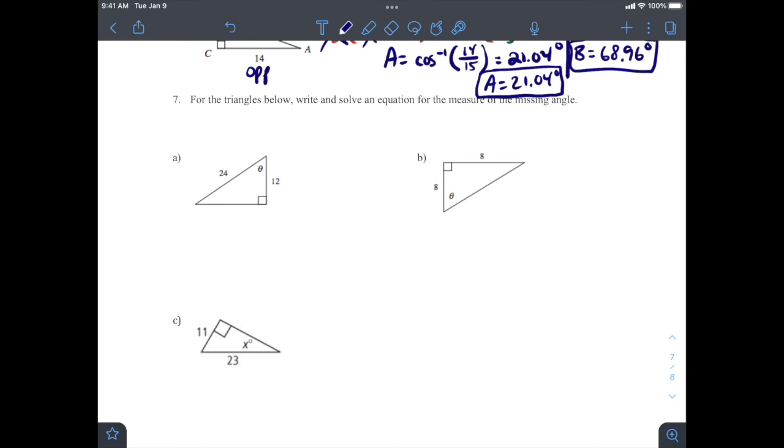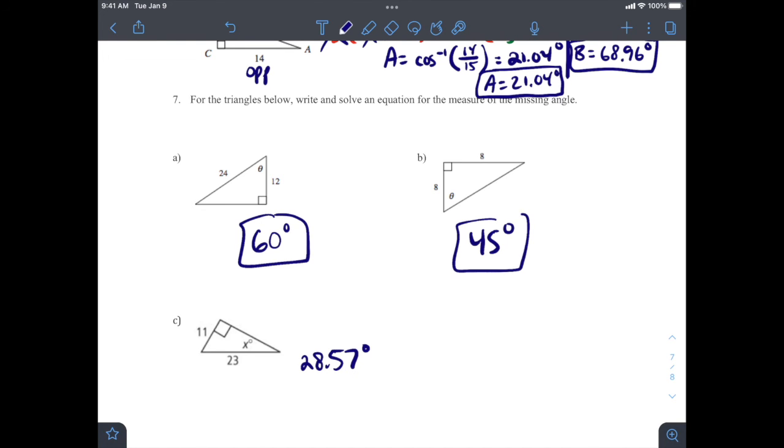So for 7a, I got that this one was equal to 60 degrees for our missing angle. I got for B that this is equal to 45 degrees for our missing angle. And then for C, I got that this was about 28.57 degrees. So those would be the three answers that I'd be looking for as you're working through. See if you can figure out the inverse trig function that you'd need to use and to work through that.